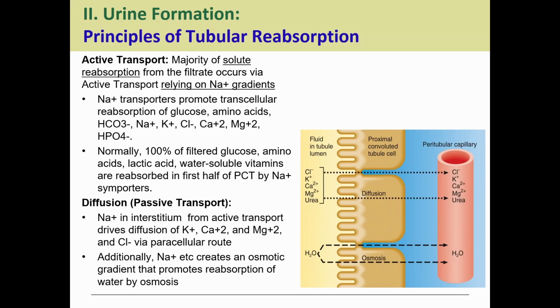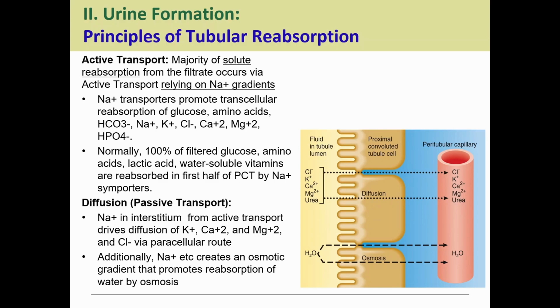So active transport, the majority of solute reabsorption is going to use active transport using sodium gradients. So we have sodium transporters, basically, that will help promote the transcellular reabsorption of things like glucose, amino acids, bicarbonate, sodium, potassium, chloride, calcium, magnesium, and phosphates. Right, these are going to require some energy input.